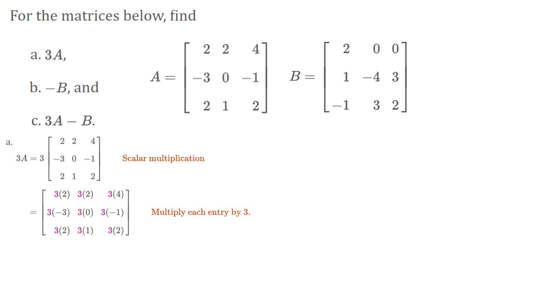So our solution is going to be: 3 times 2 is 6, 6, 3 times 4 is 12, 3 times the -3 is a -9, 3 times 0 is 0, 3 times the -1 is a -3, 3 times 2 is 6, 3 times 1 is 3, 3 times 2 is 6. So this is the simplifying, right? We multiply each element in our matrix, and we simplify, and we have our solution. This is an example of a scalar multiplication.